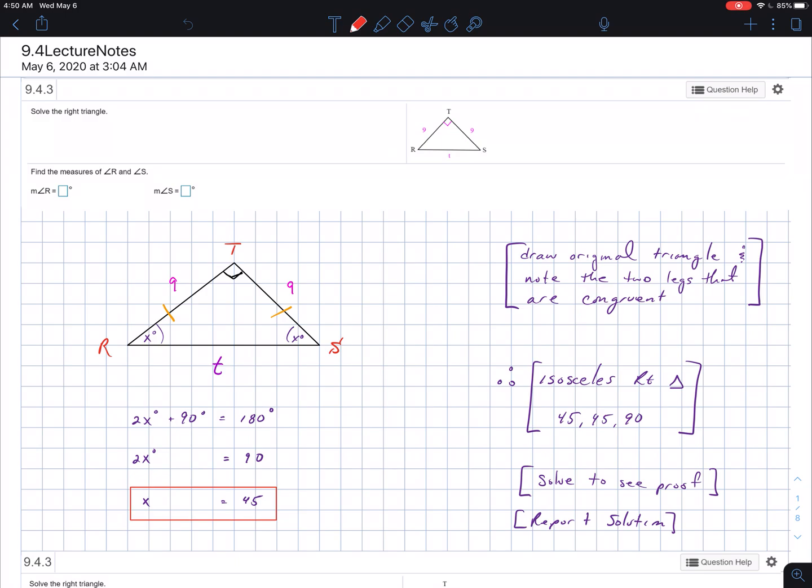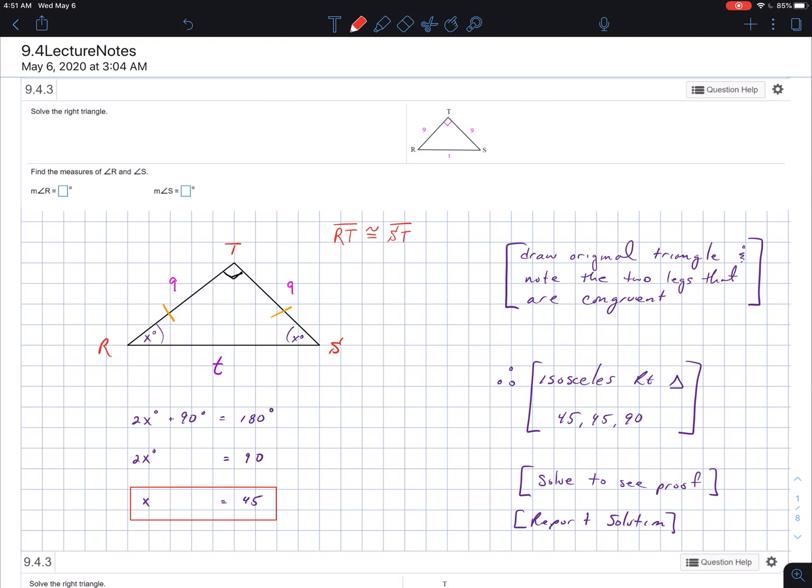I have a problem here called 9.4.3. Okay, and it just says solve the right triangle. So notice what I did here, okay? I redrew the triangle, I labeled it, and I noticed that segment RT is congruent to which segment? ST, right? So let me just remind you guys that the segment RT is congruent to ST, right?